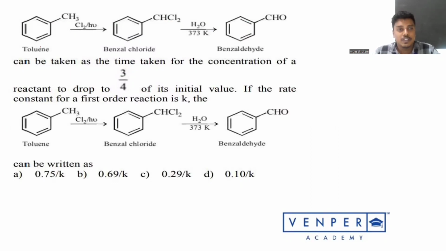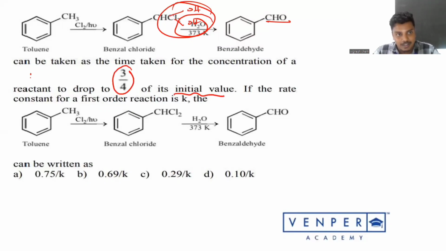Now in this equation, C6H5CHCl2 undergoes side chain halogenation, and when water is put, the Cl becomes OH. Now this is a geminal diol, right? A geminal diol is highly unstable, so it undergoes dehydration and forms an aldehyde. Now read the question: the time taken for the concentration of the reactant to drop to 3/4 of the initial value. The initial value is 1, and it will drop to 3/4. This is A minus X. It is first order kinetics, right? They give first order.